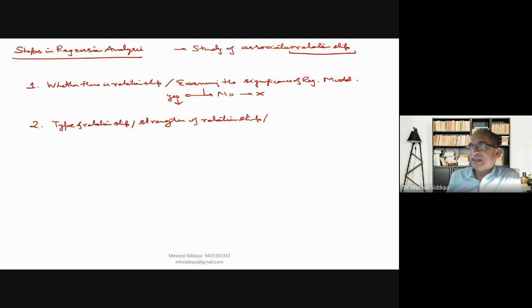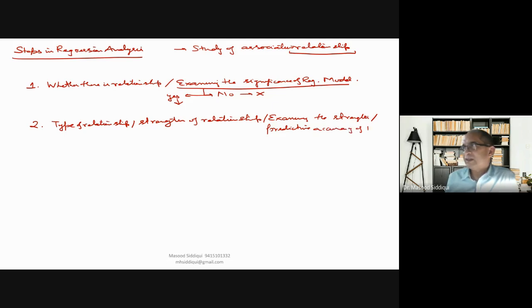So technically this is known as examining the strength or predictive accuracy, because this model is used for prediction purposes, the predictive accuracy of the regression model. So this is the next step. It will be there only if we get the answer yes from the previous step.